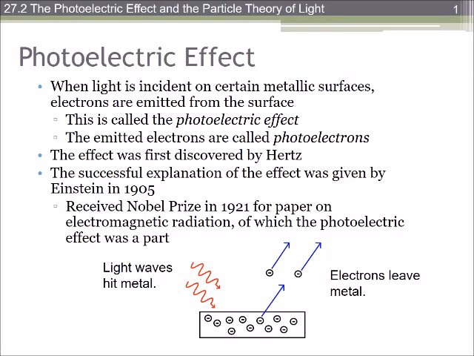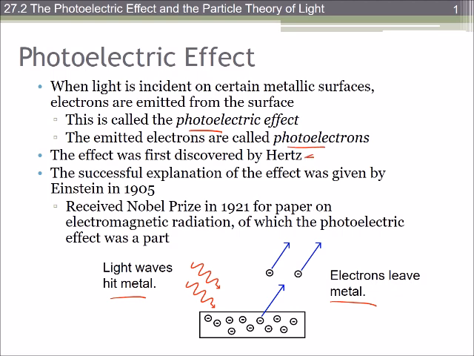Next, we're going to talk about the very cool phenomenon of the photoelectric effect. What this means is that we're going to shine light waves on a metal and then electrons leave. So what gives? Where are the electrons coming from? How does the light make the electrons leave? This is called the photoelectric effect, and the emitted electrons are called photoelectrons, another creative name.